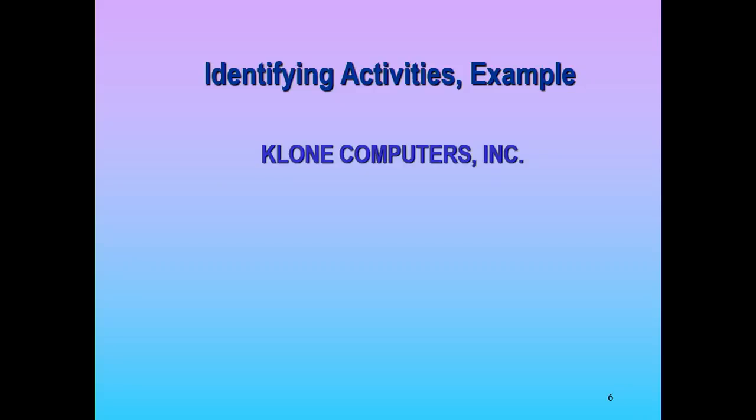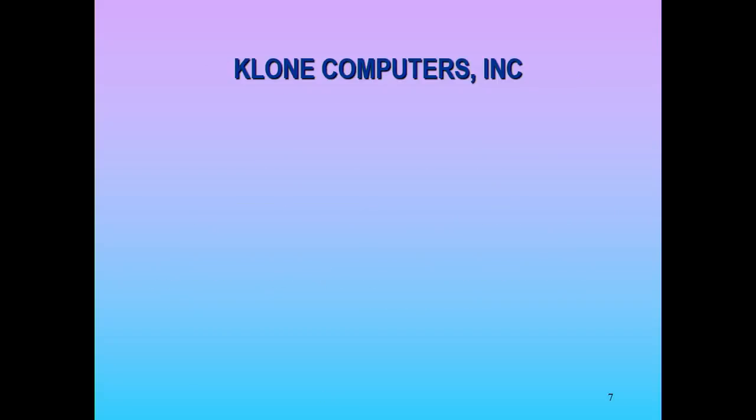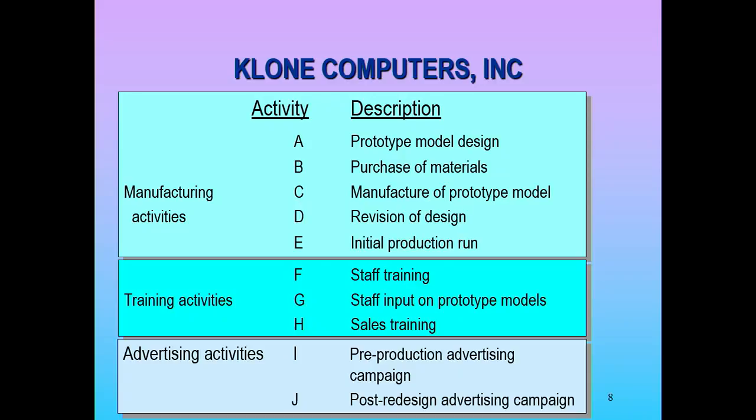And I think the best way to do this is to look at a situation facing Clone Computers. They manufacture Palm books or something, it doesn't really matter. But to get this project done, they have come up with 10 activities we need to complete. They've grouped them roughly into manufacturing activities, training activities, and advertising activities. In an actual project, we probably have thousands of activities, or maybe hundreds anyways, but we only have 10 here at this point.